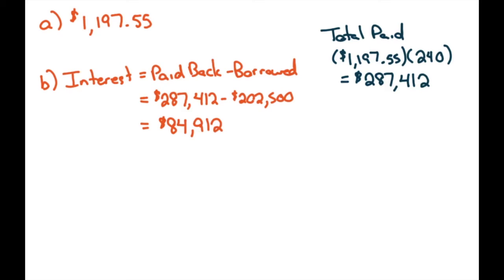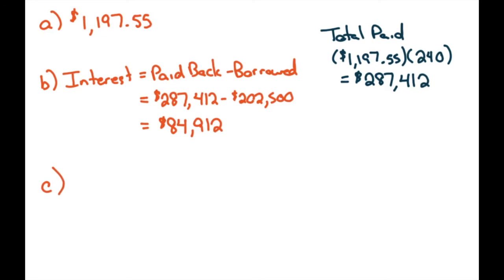That might seem like a lot of interest, and indeed it is. Some people would say, why would you even bother borrowing money if you have to pay $85,000 in interest? Well, the typical response is, who has $225,000 sitting around to buy a house without getting a mortgage? So yes, there is a lot of interest paid, but in many ways this is the only way to buy a house.